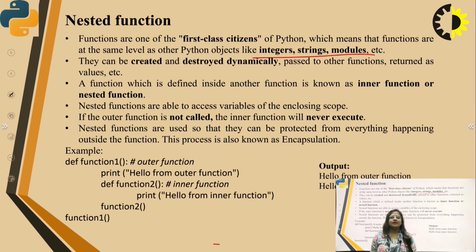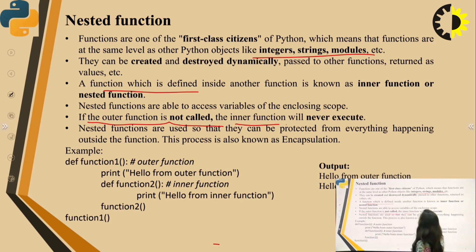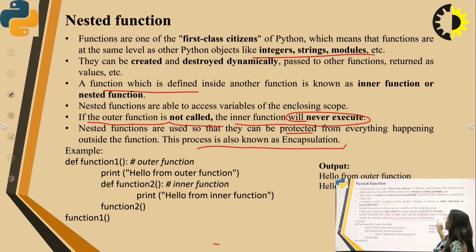Nested functions are able to access variables in the enclosing scope. If the outer function is not called, then the inner function will never execute. Nested functions are used so that they are protected from everything happening outside the function. This process is known as encapsulation. Encapsulation is a way of protecting data. It is also part of OOPS, object oriented programming.